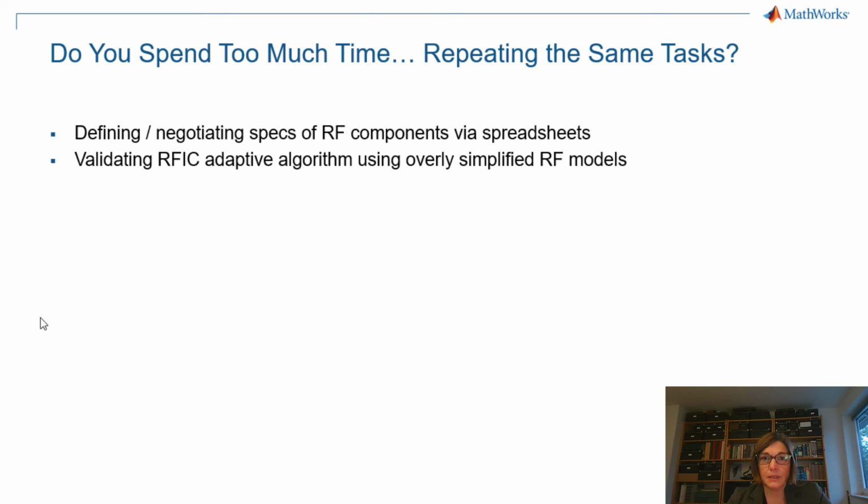Or maybe you find yourself spending hours validating RFIC adaptive algorithms using overly simplified RF models. For example, validating a DPD algorithm without a realistic power amplifier model, or an AGC, an automatic gain control algorithm, without a receiver model, or an adaptive beamforming algorithm that doesn't include the far-field behavior of the antenna array, or effects like coupling. The lack of integration between RFIC and algorithms leads to over-design and also to multiple design iterations. Or maybe you find yourself spending an extensive amount of time debugging a lab prototype.